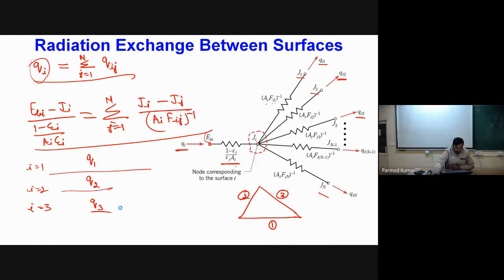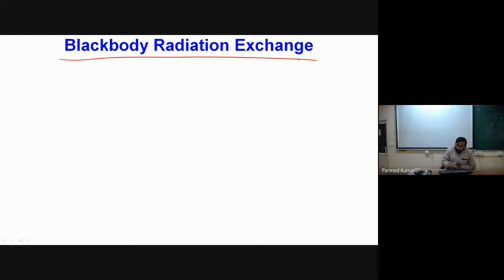Yes, sir. Okay, so now let me talk about black body radiation exchange. In case of black body radiation exchange, we are once again considering two bodies, 1 and 2, or say multiple bodies, but we want to see that in between these two, if all these are black bodies, then how we will be having radiation exchange. From the generalized form, we have Qi equal to summation j varies from 1 to n, (Ji minus Jj) divided by (1 over Ai Fij).